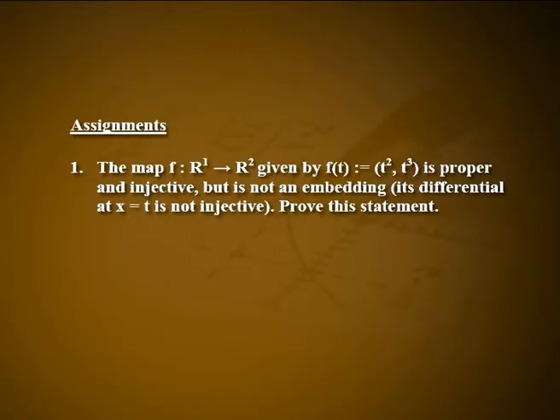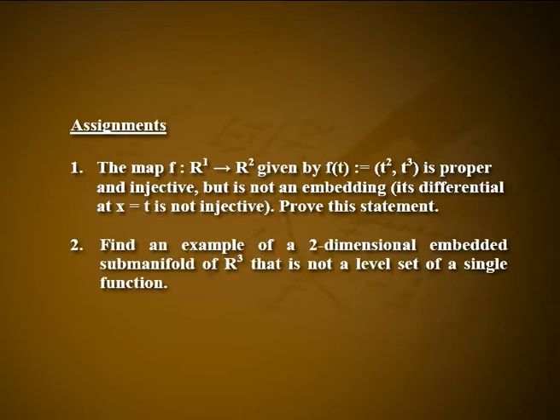Here are some problems for you to try out. First one, the map F from R1 to R2 given by f of t is equal to t square, t cube, is proper and injective but is not an embedding. Its differential at x equal to t is not injective. Prove this statement. Second one, find an example of a two-dimensional embedded submanifold of R3 that is not a level set of a single function.